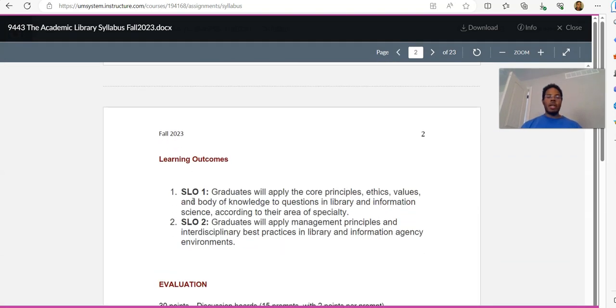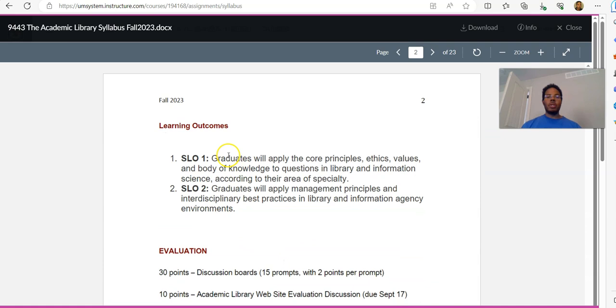All right, course objectives. We are dealing with 2 of the SLOs in this class. The SLOs, by the way, are student learning outcomes. So SLO, student learning outcomes, and we are dealing with 2 of them. SLO number 1: graduates will apply the core principles, ethics, values, and body of knowledge to questions in library and information science according to their area of specialty. And SLO number 2: graduates will apply management principles and interdisciplinary best practices in library and information agency environments.